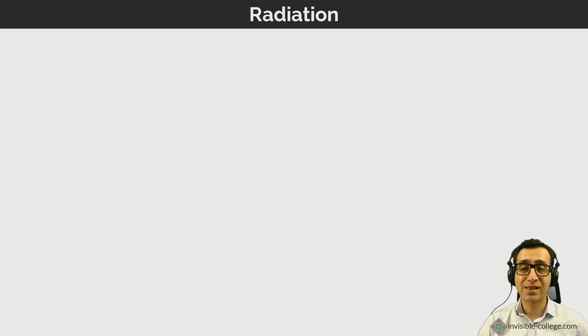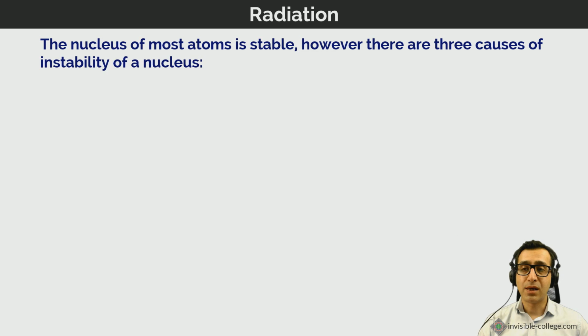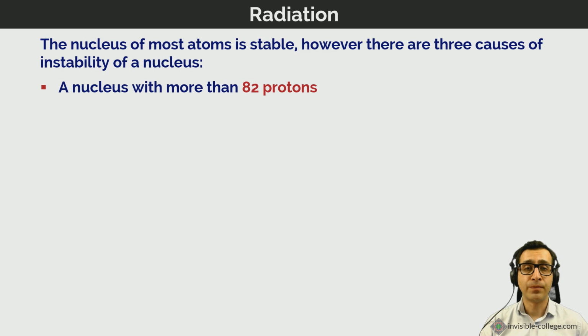Okay, so let's take a look at the reasons for nuclear instability. We've mentioned that radioactivity, the emission of alpha particles, beta particles, and so on from unstable nuclei, occurs in order that those nuclei achieve stability. But let's take a look at the cause of instability. So firstly, one of the reasons why a nucleus may become unstable is because it has too many protons. Typically, nuclei that have more than 82 protons will be unstable.